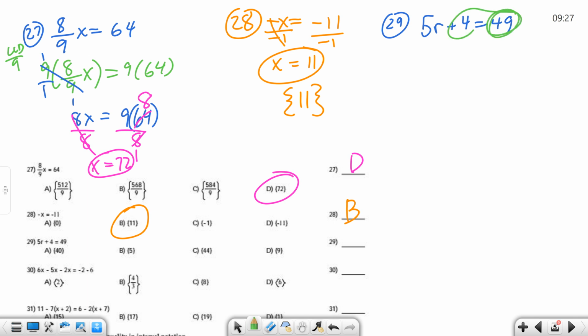This 49 is by itself. We move the thing next to it, which is the plus 4. How do I move it over? I subtract 4 from both sides. So 5r equals what? 45.